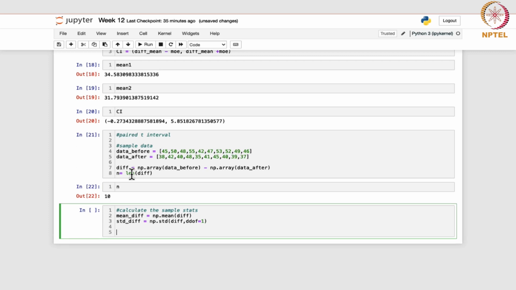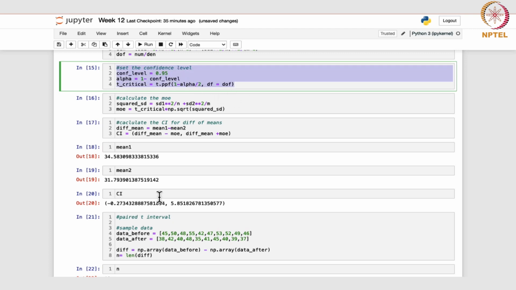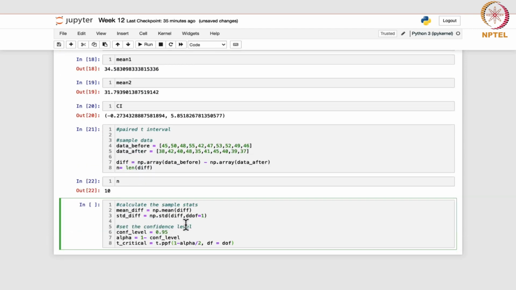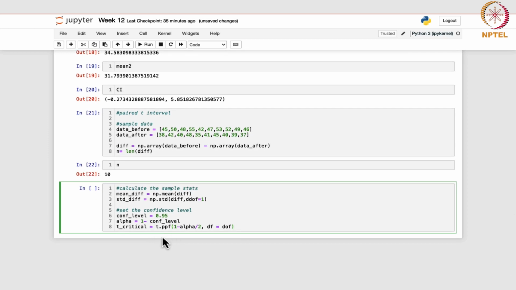Again, we can set the confidence level and other things. So the confidence level is 0.95, alpha is this, and here again we have the same things. So remember what I told you about the percent point function. In the theory part you have alpha by 2, but in code, when you are writing in Python, it would be 1 minus alpha by 2, because of the way this function is defined in this library.